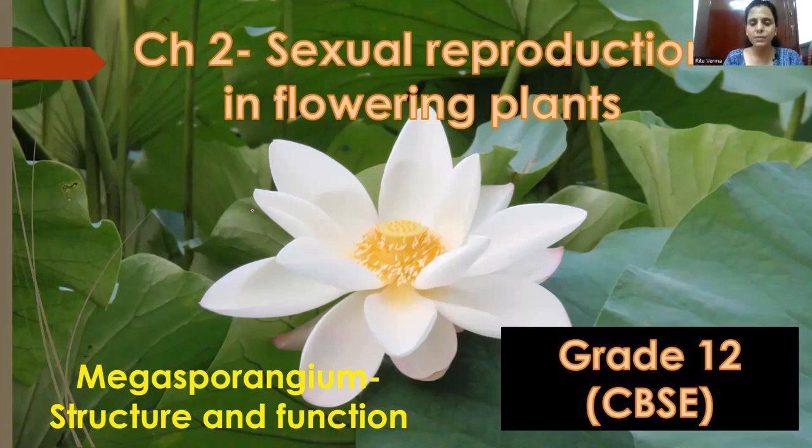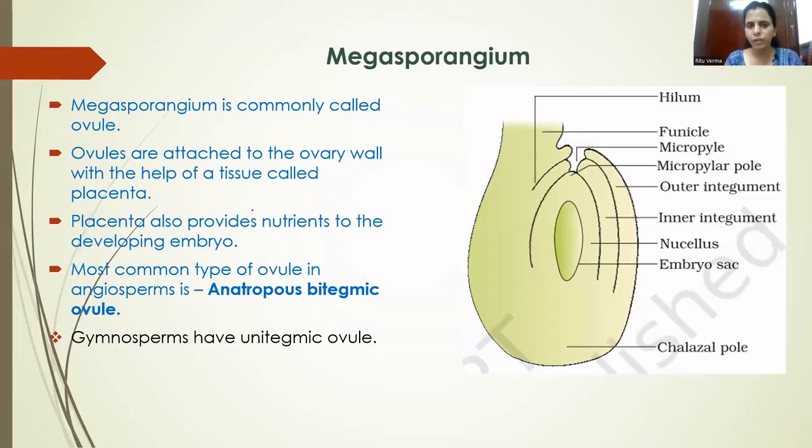Hi everyone. In this video, we are going to discuss the structure and the function of megasporangium. We all know that gynoecium is the female reproductive part of the flower, and gynoecium has three parts.